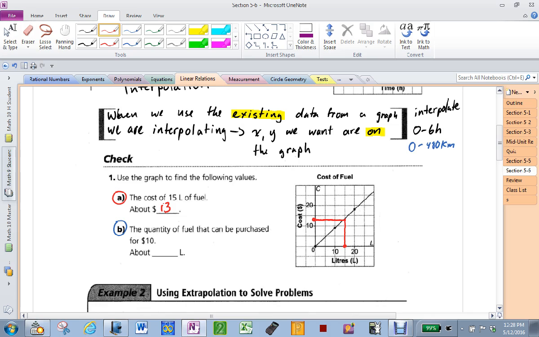Everybody good? Okay. And we interpolated because the x and the y that we wanted were indeed on the graph, weren't they? Right? Now, just to remind you of yesterday, this point right here, which you say is 15, 13, correct? That's an x and a y, yes? So if we had an equation, what would we know about the 15 and the 13? The equation would be something like cost equals 0.9 liters plus maybe 0.05. What would go in there? Where would the 13 go? For the C or the L?